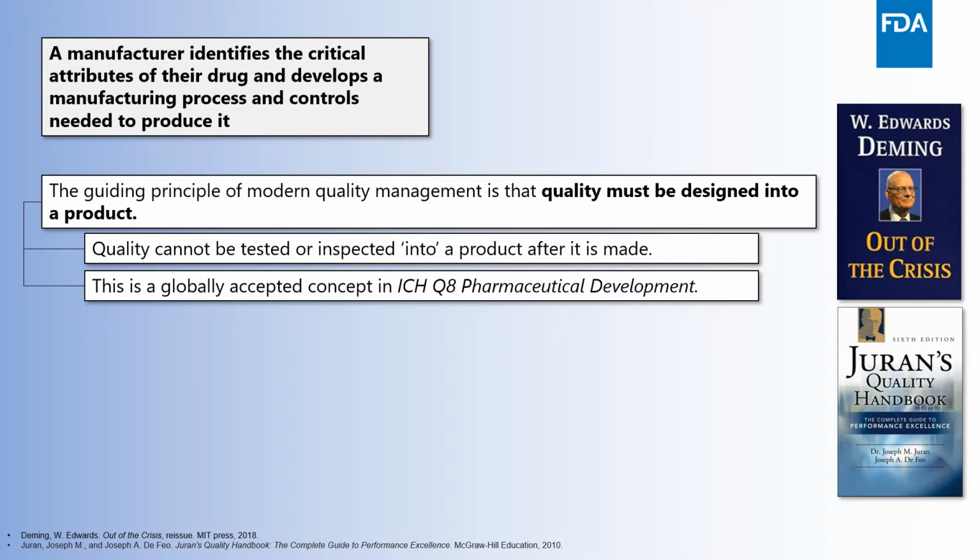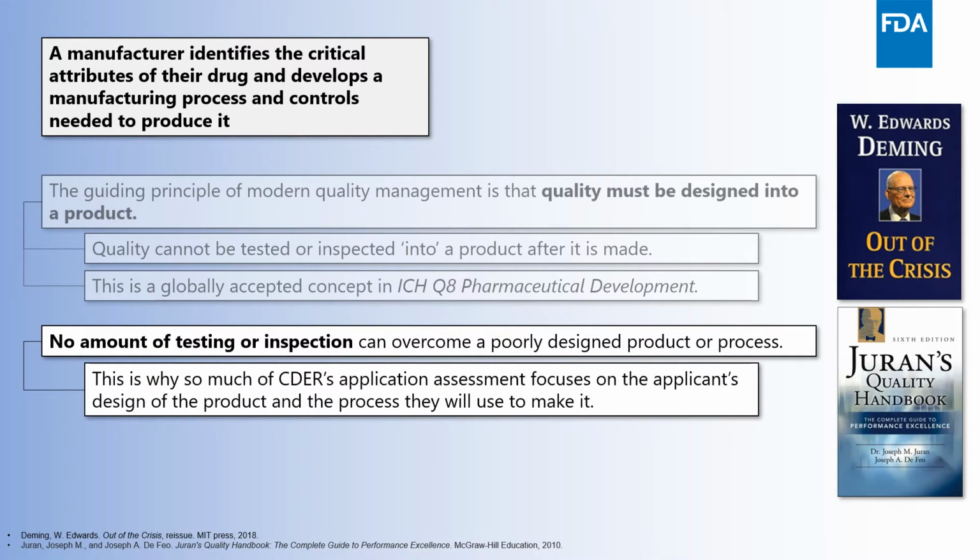These two scholars on the right, Deming and Juran, along with several others, were pioneers in the field of quality management. A tenet is that no amount of testing or inspection can overcome a poorly designed product or process. This is why so much of CDER's application assessment focuses on the applicant's design of the product and the process they will use to make it.